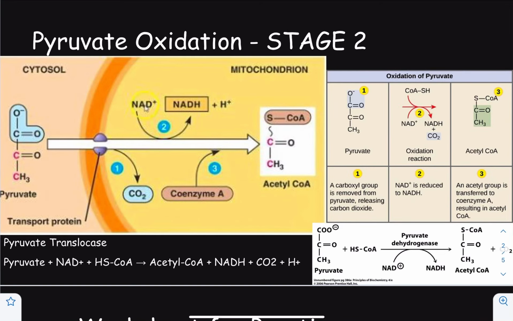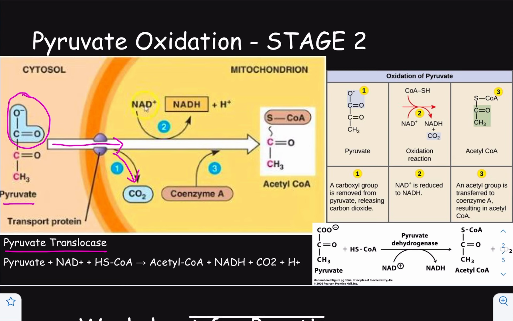This lesson is about pyruvate oxidation, which is the second stage of cellular respiration. We start with pyruvate, which is the end product of glycolysis, and it needs to enter into the mitochondria through the membrane. And because it is a large molecule, a transport protein, pyruvate translocase, is used. And then after it enters, the carboxyl group is removed, which causes CO2 to be released.